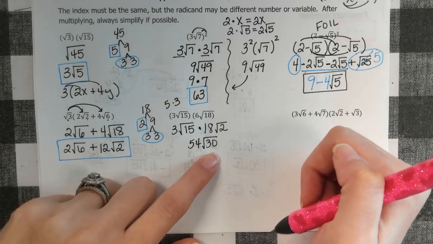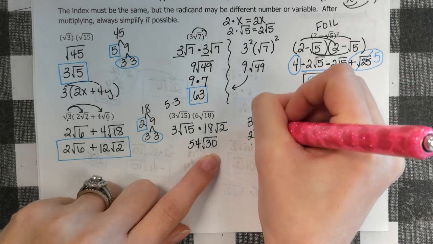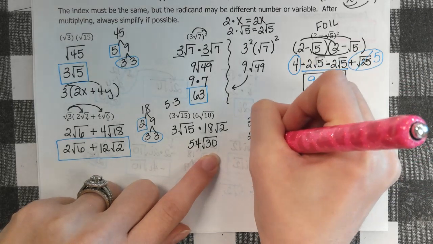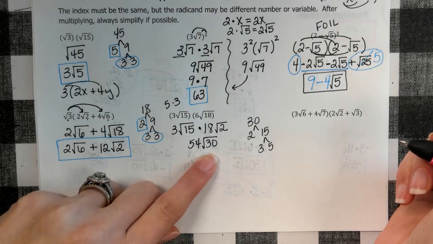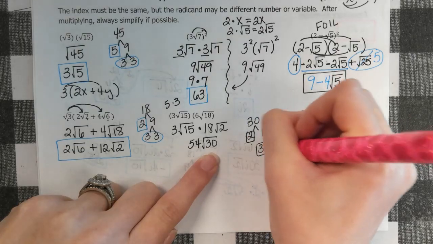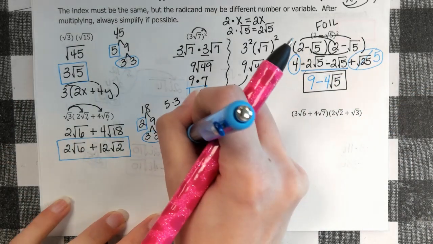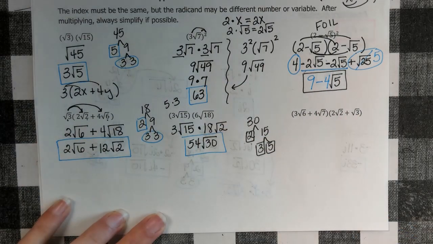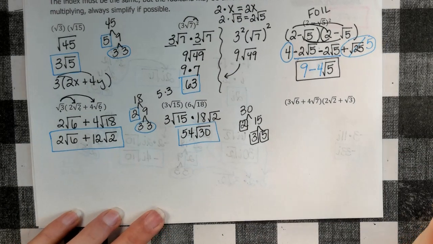So I need to simplify 30. That leaves me with 2 and 15, 3 and 5. It looks like it should be simplified, but can it? No. 2 cannot pair, 3 cannot pair, 5 cannot pair. So even though that's a large number, that is simplest form. Are we good?